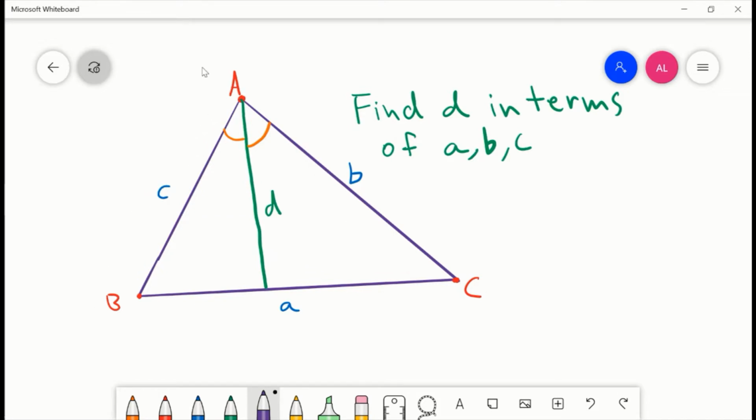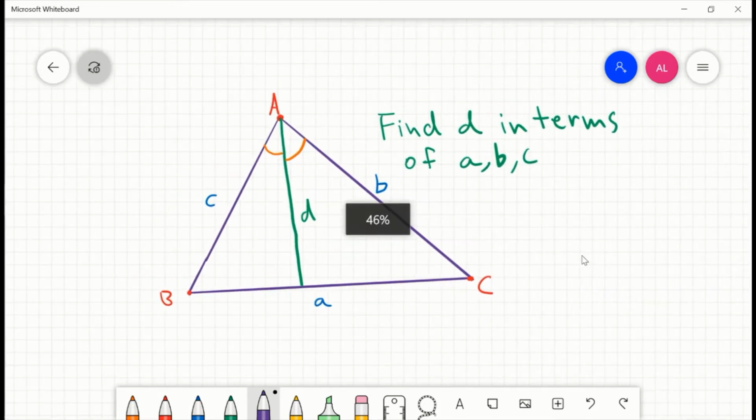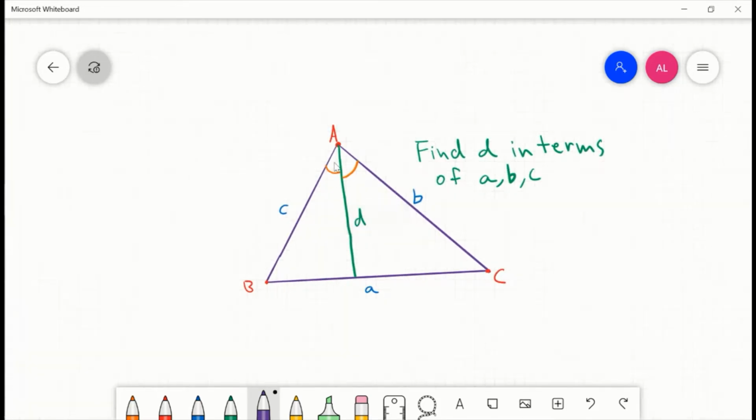So let's just recap. What is an angle bisector? Well, an angle bisector is a line from the vertex to the opposite side, also called a cevian, that divides this angle at the vertex in half. Okay, so let's just start going.